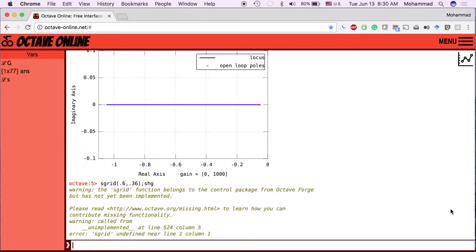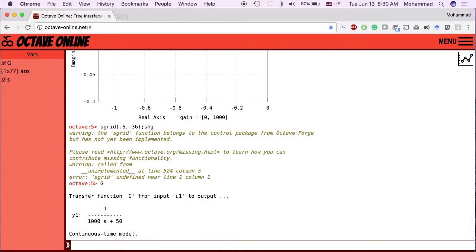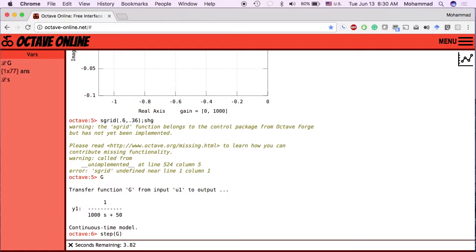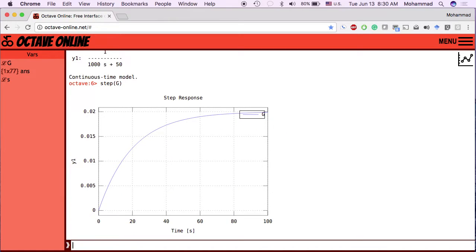And so we already have the system in our memory. So it's 1 over 1,000 s plus 50. But this is the open loop system. So let's look at the step response of the open loop system. So step response of G. So this is the step response of the open loop system. If you give your car 1 unit of force, it will get to 0.02 meters per second of speed. Where we want this to be is 10. So we want the output to reach 10 and stay at 10.